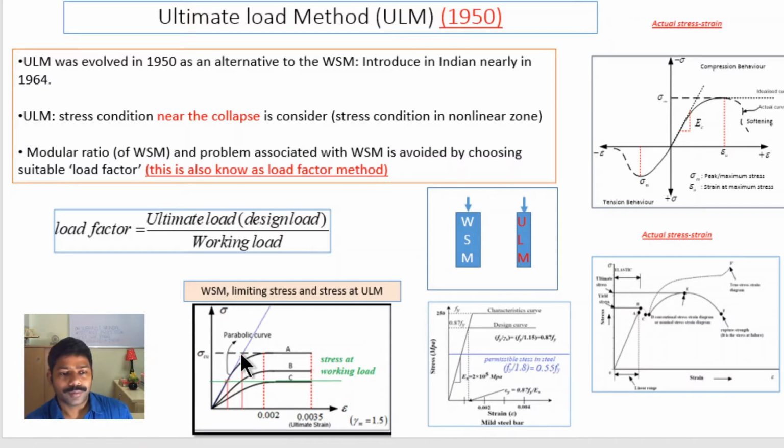To overcome the limitation of the working stress method, we now allow the stress to develop in the structure up to this much. If we allow stress up to this much, that stress will also reach the non-linear range. So the strain will be somewhere here. If you allow the stress here and extend it, this will be your strain somewhere here.